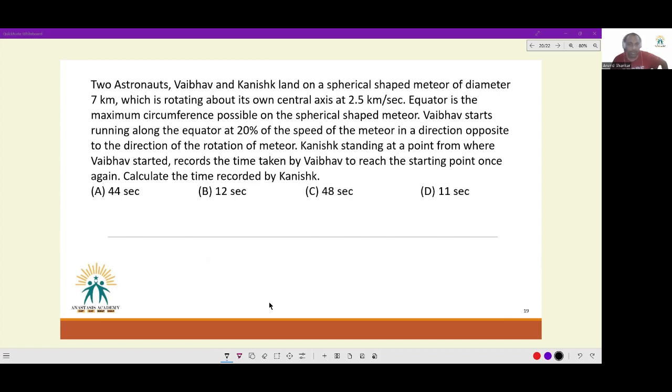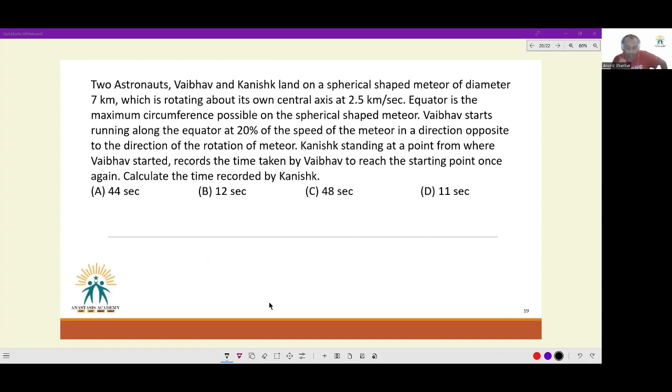Kanishk, standing at a point from where Vaibhav started, records the time taken by Vaibhav to reach the starting point once again. Calculate the time recorded by Kanishk. Now while this is a circular motion, I am sure a lot of us would have been perturbed by what exactly is happening here. This is a very simple question. The first learning, and this is about bodies moving in an environment that have an influence.